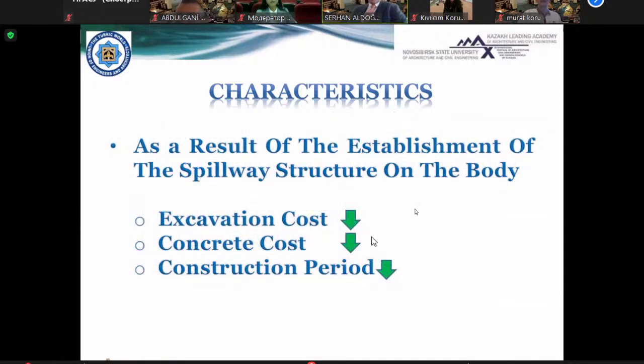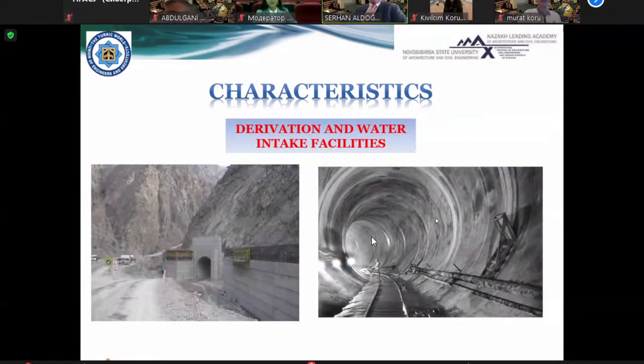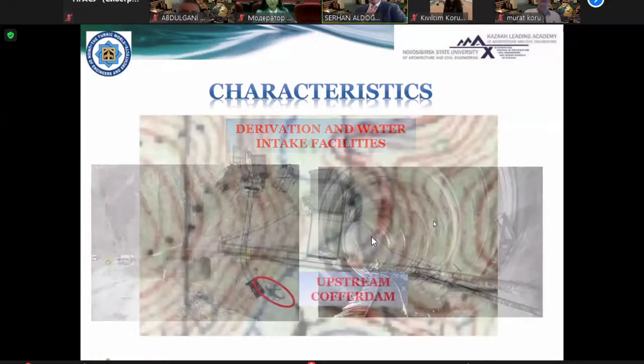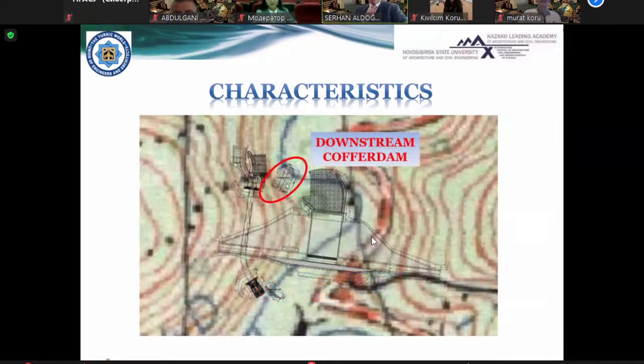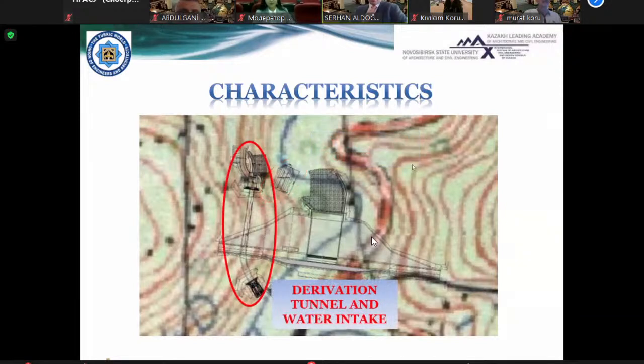What is important here is that by this placement of the spillway on the body, the excavation cost, concrete cost and construction period are lowered. The other important thing is the dam derivation and water intake facilities. You see the upstream cover dam and downstream. The alignment is like this for the river. It's bended, and there are the derivation tunnel and the water intake.